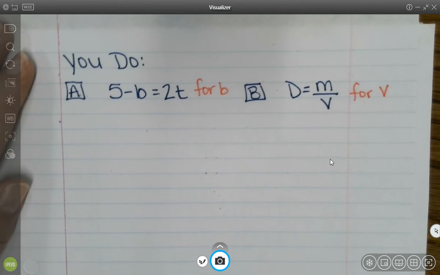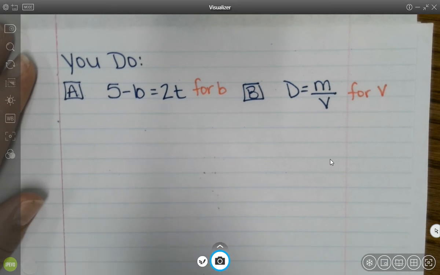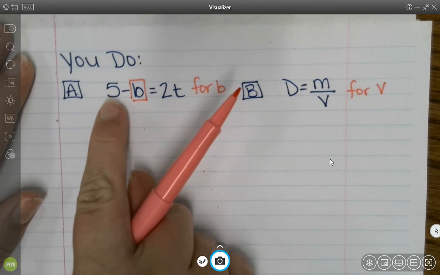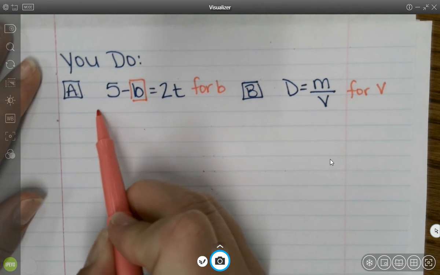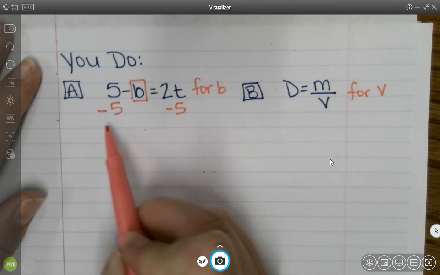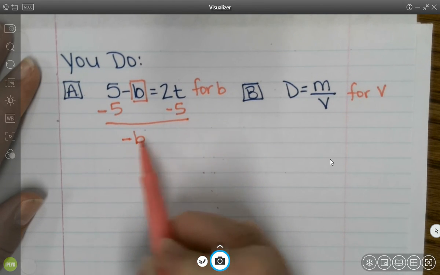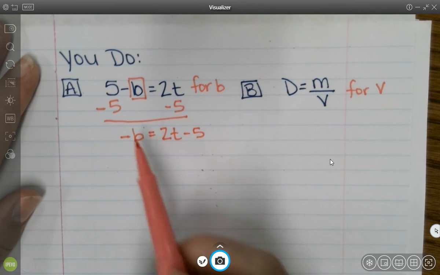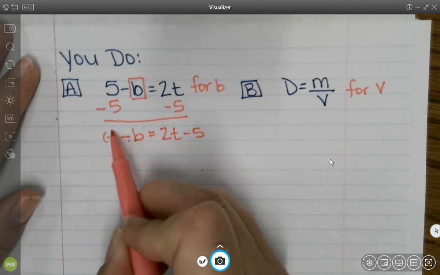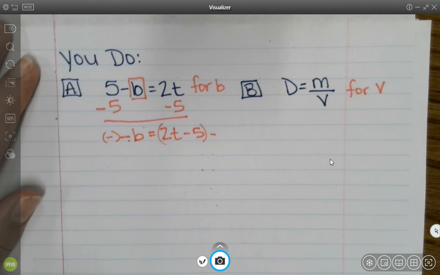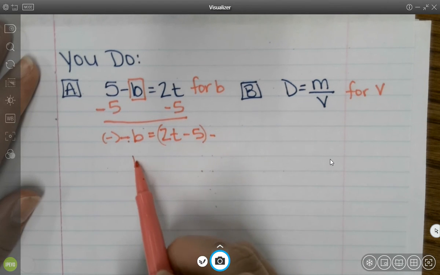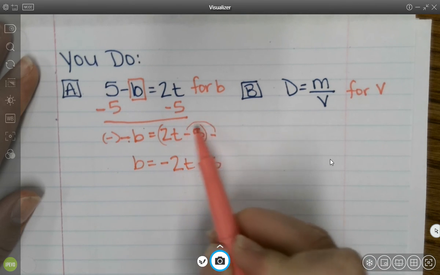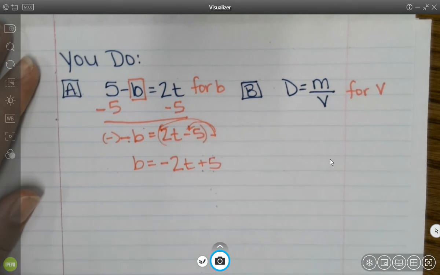All right. We're now going to look at the answers. If you need to pause longer, feel free. I need to solve for B. So the first step, I'm going to get rid of this 5. Right now it's positive, so I'm going to subtract 5 from both sides. So I have negative B equals 2t minus 5. I now need to get rid of this negative, so I'm going to multiply both sides by negative. So B would equal negative 2t plus 5. All I did was distribute this negative to the 2 different terms.